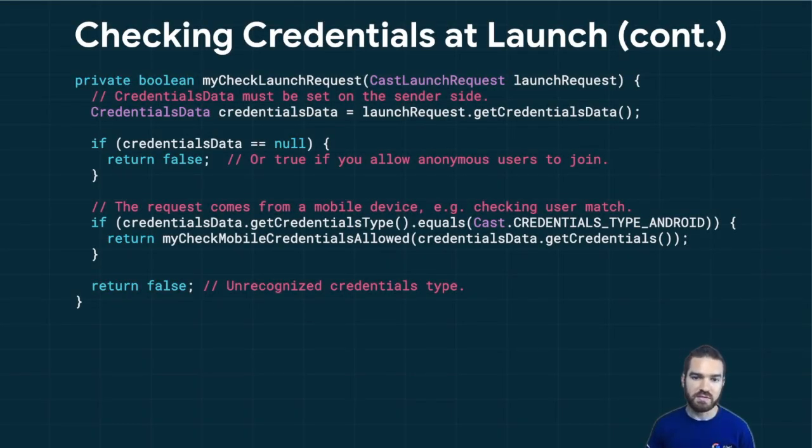The method receives the launch request, which includes the credentials data that your senders provided. Depending on your app, you can allow or disallow anonymous users, check credentials depending on the platform, and reject or allow the launch if the credentials don't meet your conditions. This allows for a ton of flexibility to let your apps perform the way you want them to.